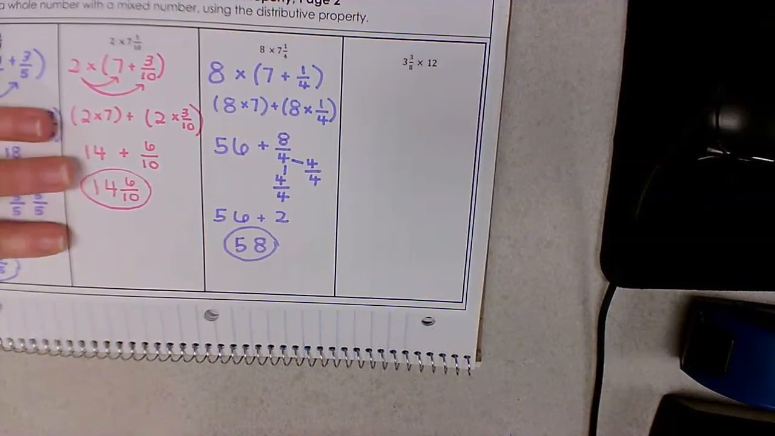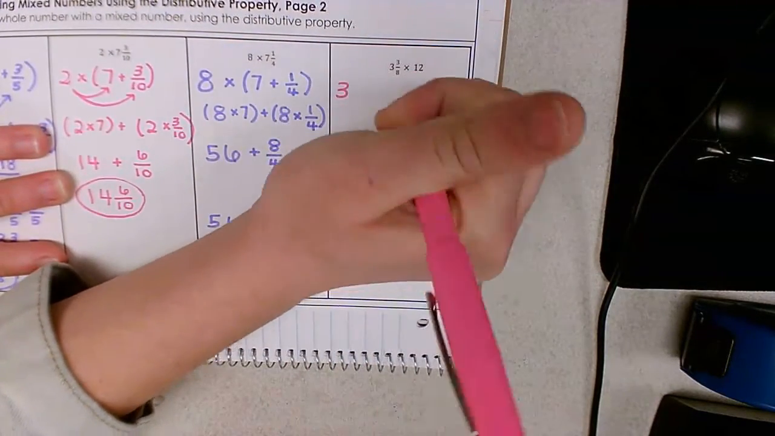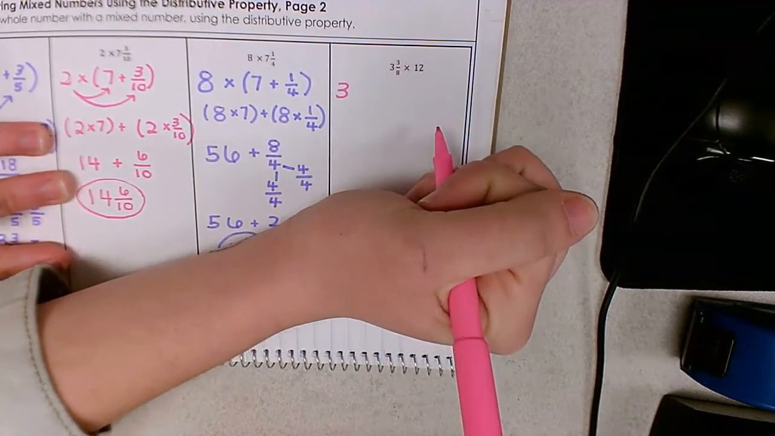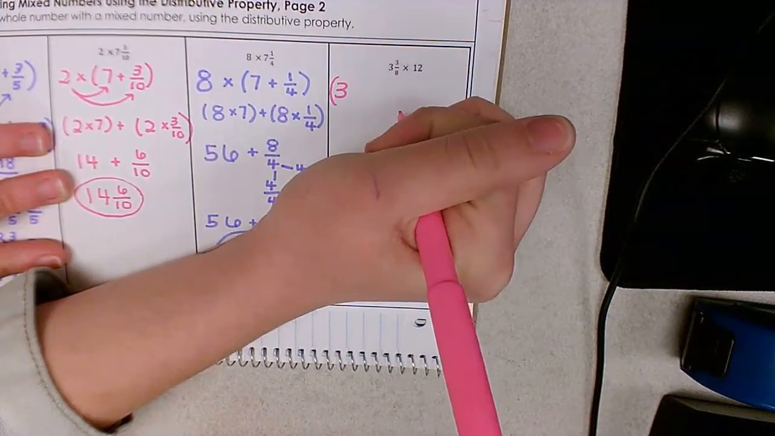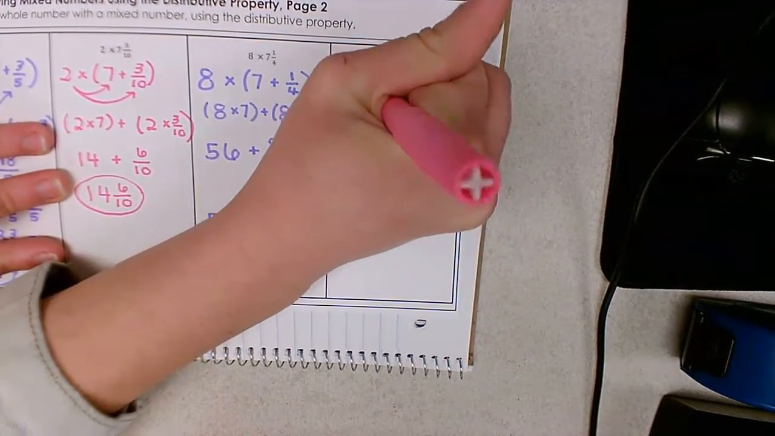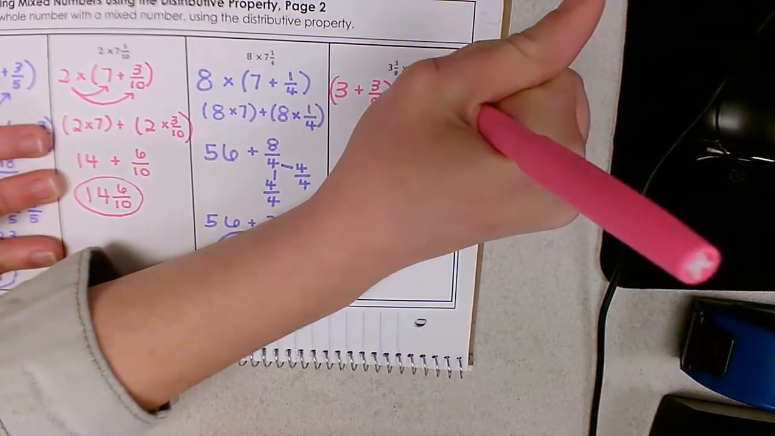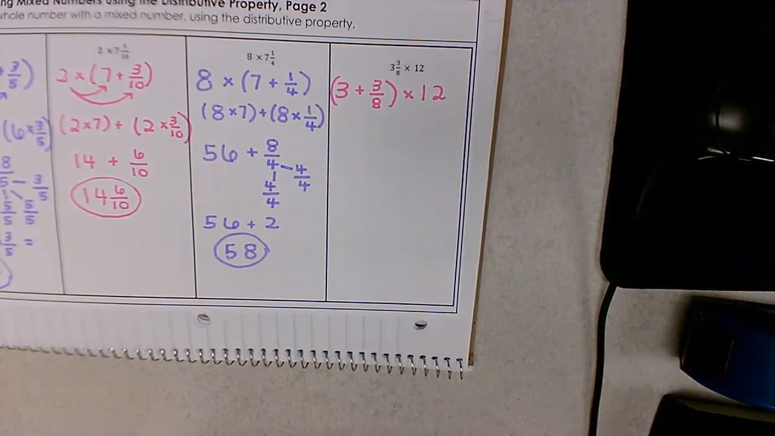3 3/8 times 12. Now this time, our mixed number is actually in the front of our multiplication sentence. So we're going to decompose it, then write our times 12. 3 plus its fraction 3/8 times 12. It doesn't matter the order, the distributive property still works.